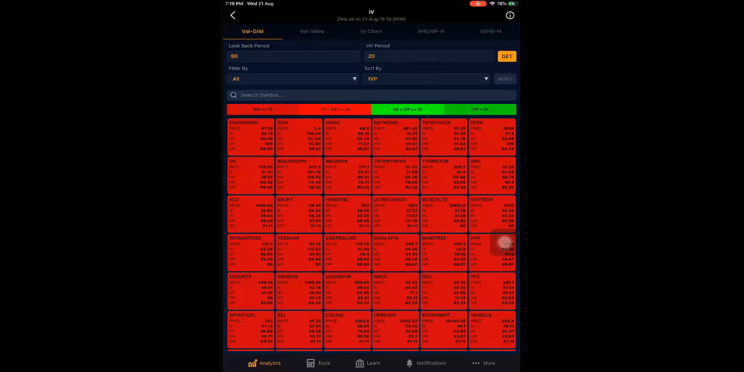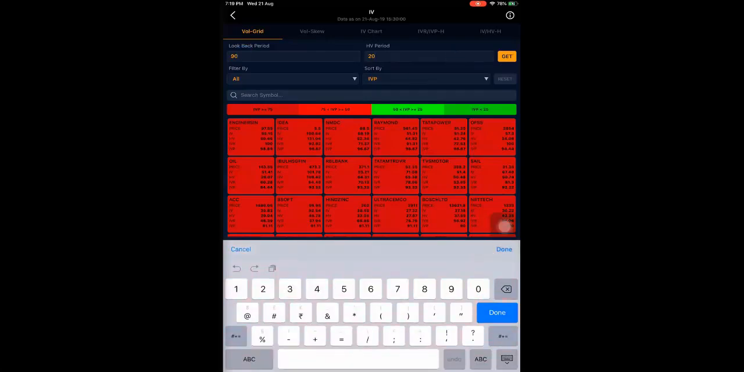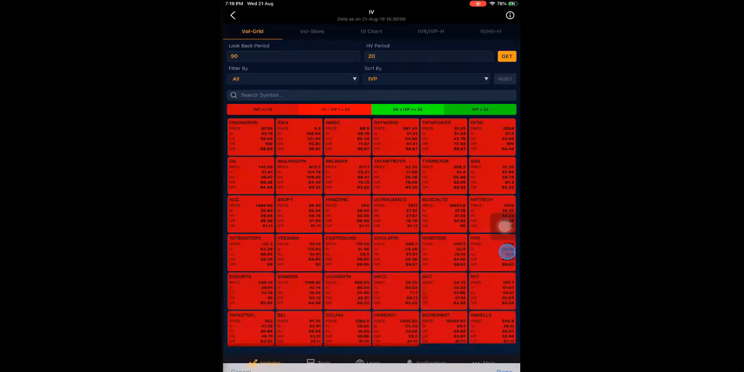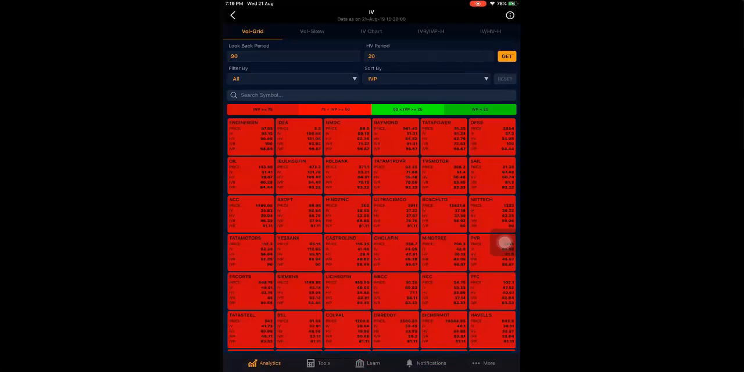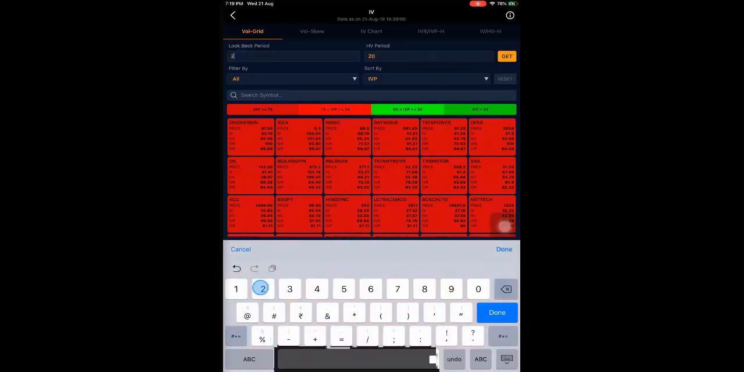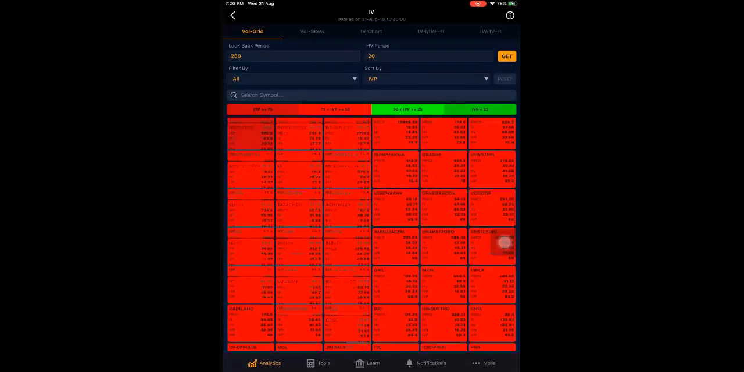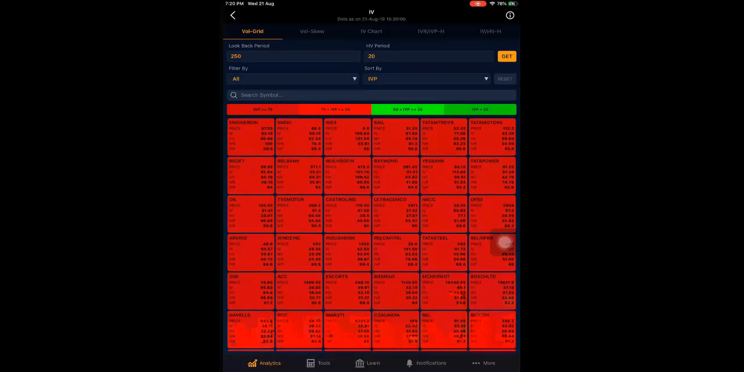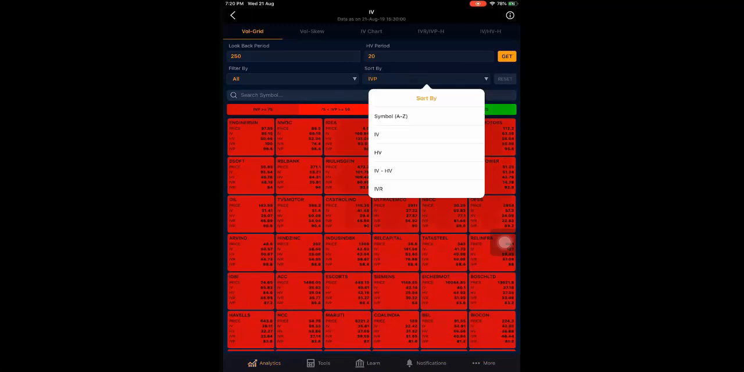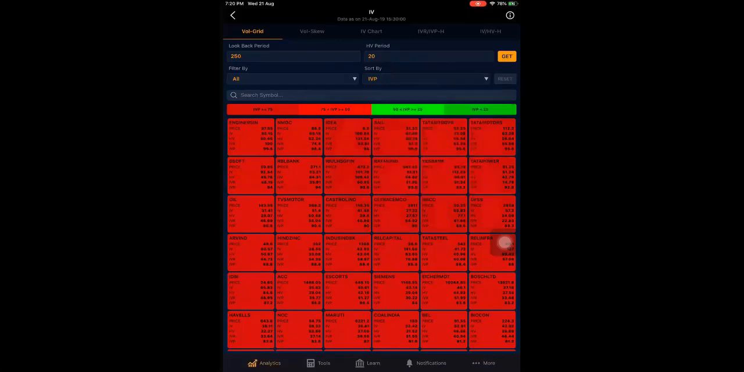This way you can change the look back period. Similarly, for the HV period you can change the look back period and calculate the way you want to. This custom change in look back period is a pro feature, so you will get it in the pro. In the free version you get the default 250 days and 20 days, so you get a good last 1 year of data at one go. The data is real time, updated every 5 minutes in the application. You can sort the data by symbol, IV, HV, and deviation in IV and HV.